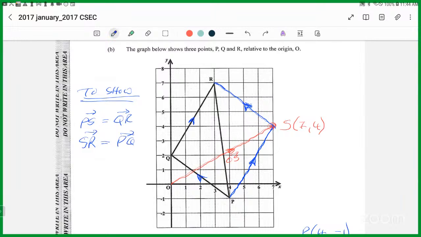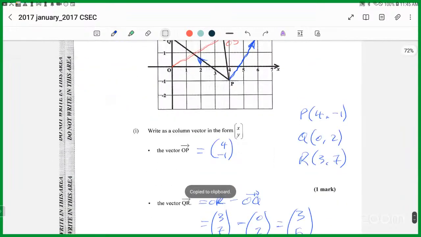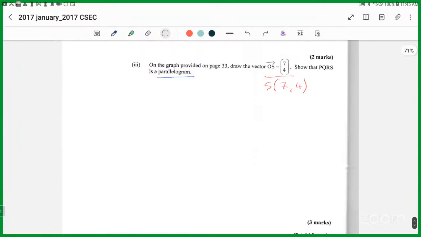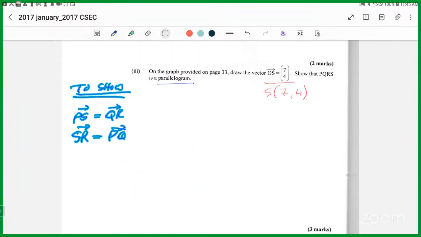We can do calculation or we can use a diagram, but let's do it by calculation. So this is what we need to show that we have a parallelogram. Tell the examiner that's what you need to show. Once you show it, you're good. All right, so let's go. Paste. That's what we need to show.